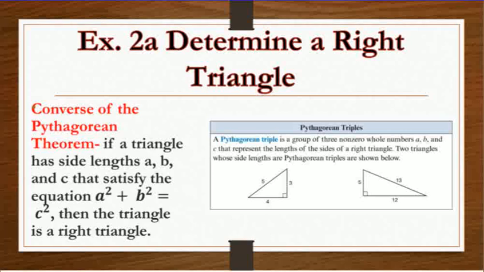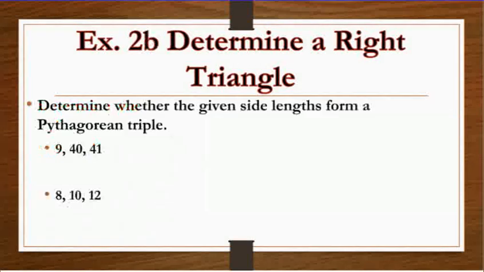And then we have the Pythagorean triples, which just means it's a group of 3 non-zero whole numbers for a, b, and c that represent the lengths of the sides of a right triangle. Two triangles whose side lengths are Pythagorean triples are shown below. These are all non-zero whole numbers. So we cannot have any radicals in there, not have any decimals. It has to be non-zero whole numbers. Let's take a look at some examples.